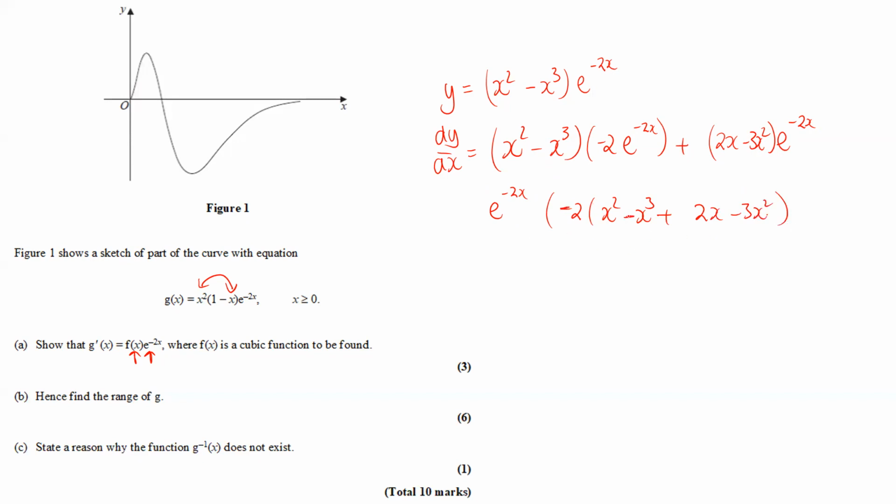And when we've got minus times a minus, e to the minus 2x is going to give us a 2x cubed. And then when you've got minus 2x squared, and then another minus 3x squared, that's going to be minus 5x squared, just collecting like terms. And then you're going to get a 2x, just that 2x there. Okay, so our f of x here is going to be this function of x here, which is a cubic, and it tells us it's a cubic to be found. Okay, so then it says, hence find the range of g.